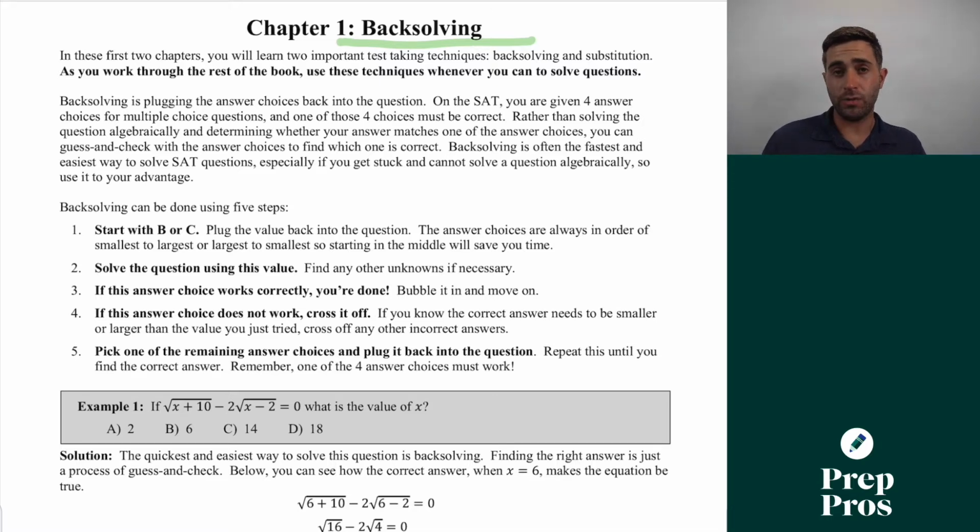Now, the place we can really use this is when we're dealing with numbers. When we're dealing with variables, we'll talk about another test trick in the next chapter here, but with numbers alone, we simply plug them back in reverse.